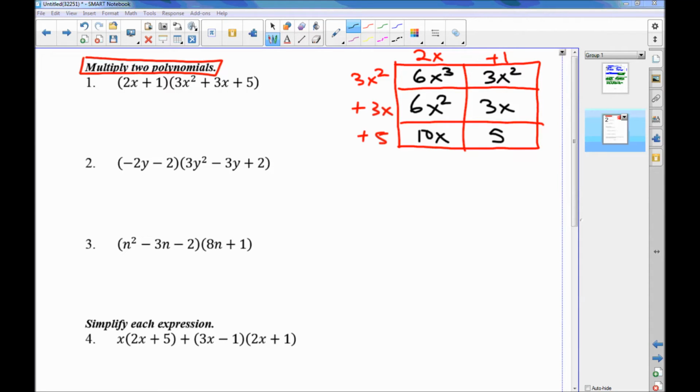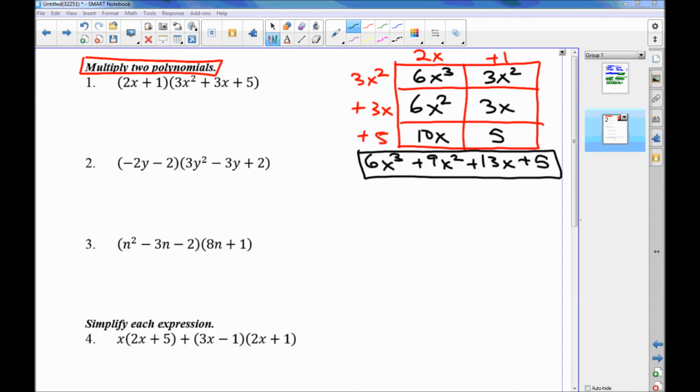Okay, so I'll go ahead and write all of these out over here. This would be 6x cubed, and then the 3x squareds are the same, so we'll put them together to make 9x squared. The 3x and the 10x are like terms, so we can put those together to make 13x, and then the 5 has no friends either. So we have this for our final answer.